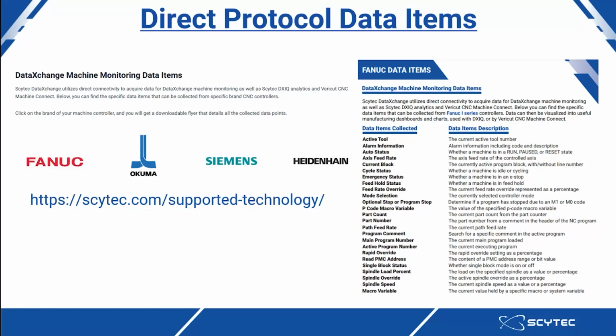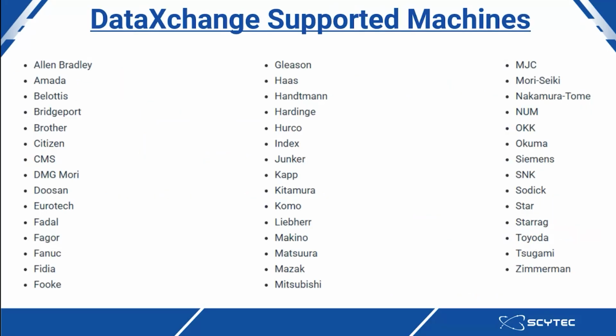And you can see there's a whole host of other things that are able to be reported, such as alarm information, cycle status, feed rate overrides, part counts, part numbers, path feed rates, rapid overrides, spindle overrides, as well as spindle speeds, and a bunch of other different data points. Also on that web page, you can see a long list of supported machines, and this is not beholden to anything that you're looking at right now. Once again, DataXchange can connect to just about anything via these protocols or the hardware SRC that I mentioned earlier.